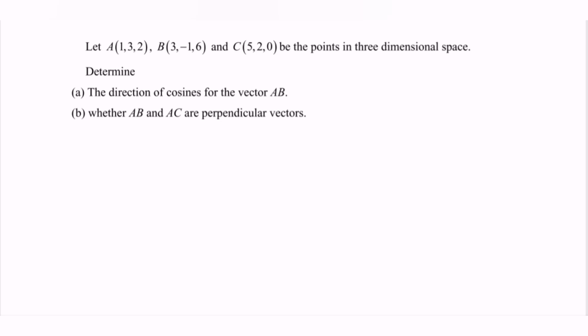Next, here we have the situation for vector. Let A with coordinates 1, 3, 2, B with coordinates 3, -1, 6, and C with coordinates 5, 2, 0 be points in three-dimensional space. Determine the direction cosines for the vector AB. At first, what we have to do is to determine the vector AB.